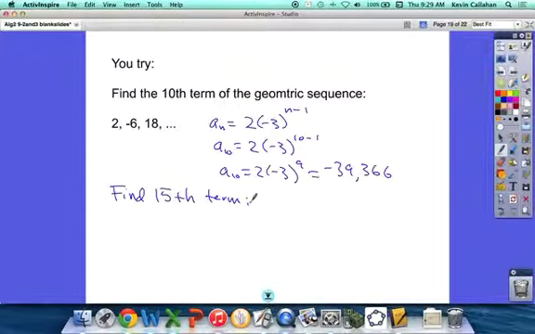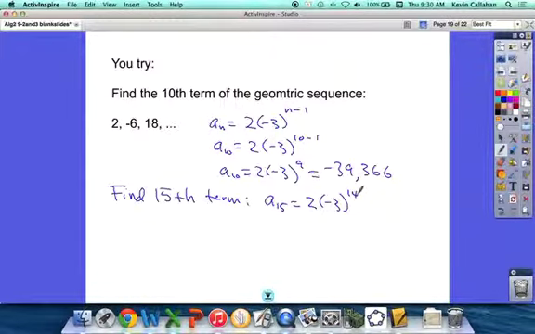Who got negative 9,565,938? Okay, you're all wrong. You're all wrong. And here's the thing. If you plug into this formula with 15, you're going to get a_15 equals 2 times negative 3 to the 14th.